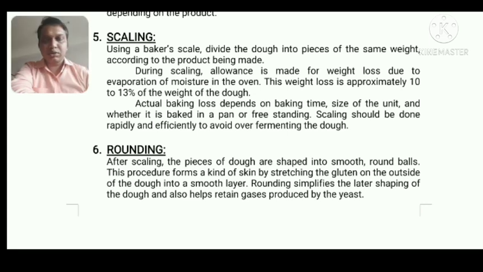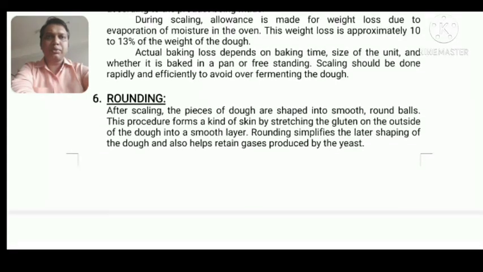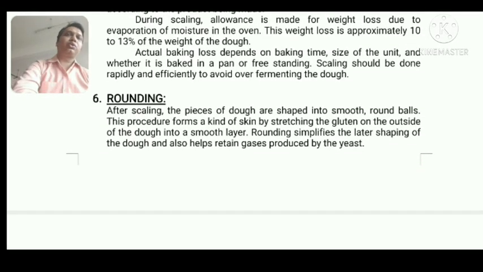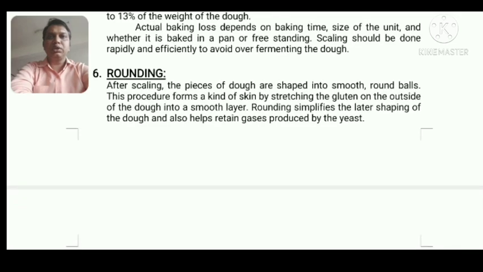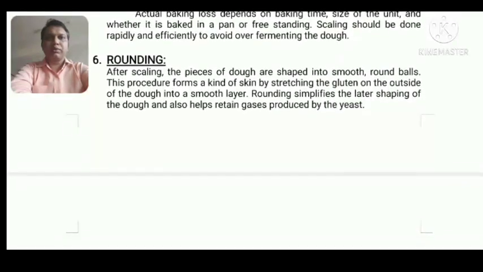Actually after this, weight loss will appear, because there is a loss of 10 to 13% of water content or moisture content, so there is the loss of weight. So that's why, for the final product, if we need a bun of 55 grams, we need to cut it to near about 60 grams, so that after the loss of 10 to 13% it will come to 55 grams. Then we have rounding.